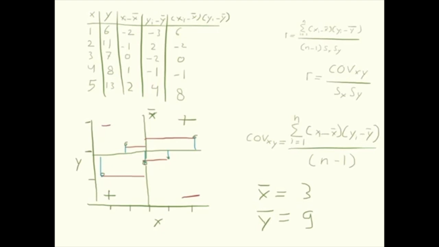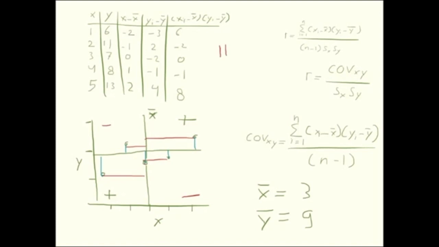Next we need the sum to actually calculate the covariance. We're going to add all these numbers together, which equals 11. And that's the upper part, the numerator of the covariance formula. The lower part of the covariance formula is n minus 1. We had 5 observations, so we divide 11 by 4.